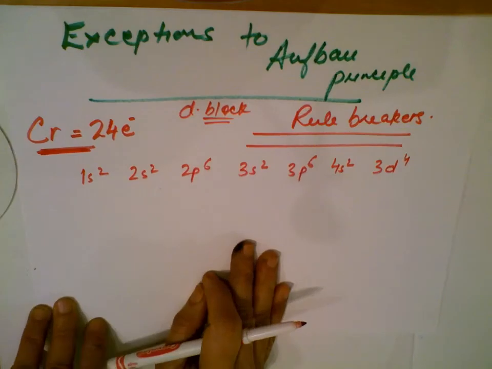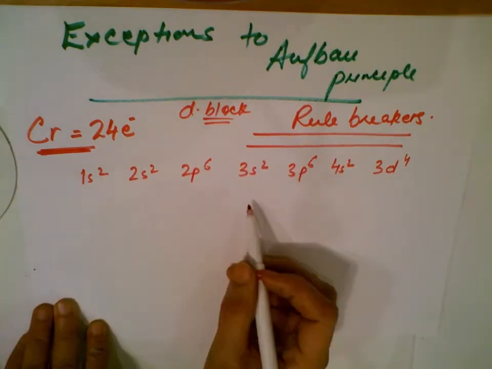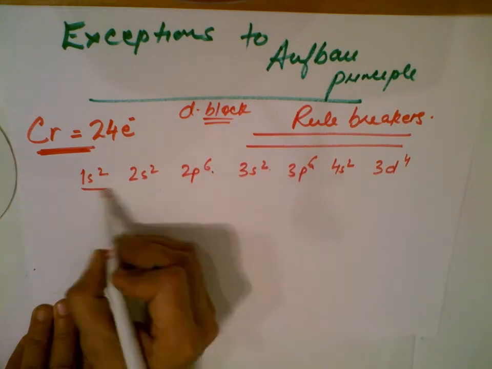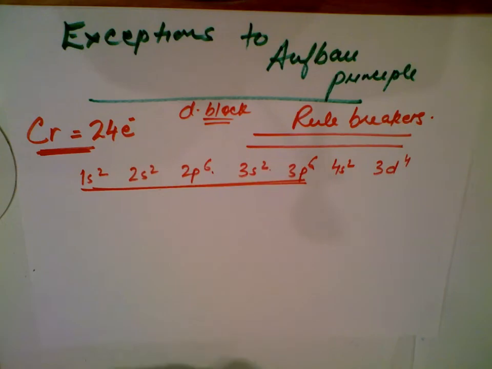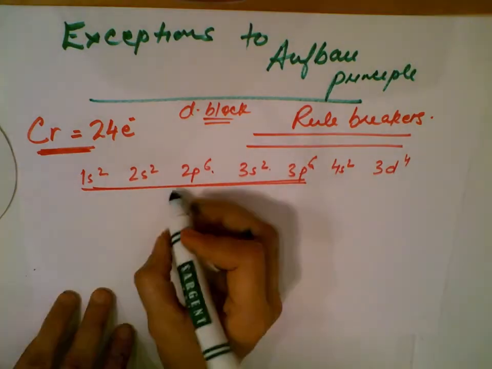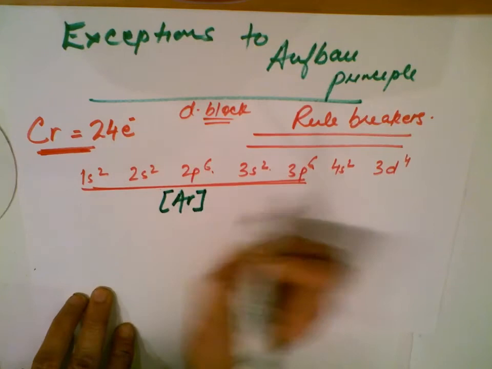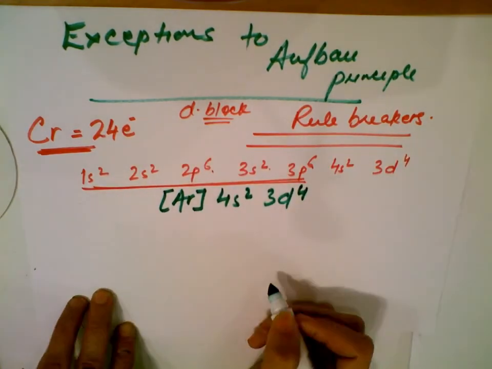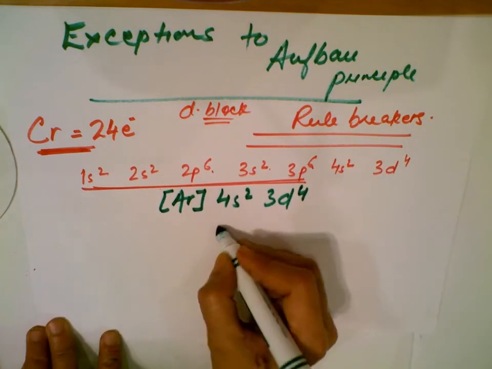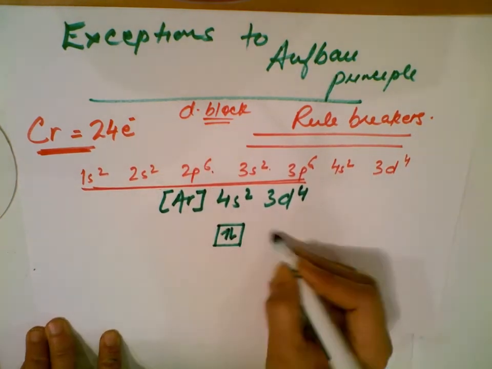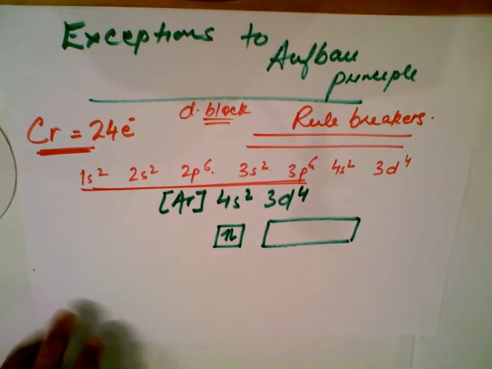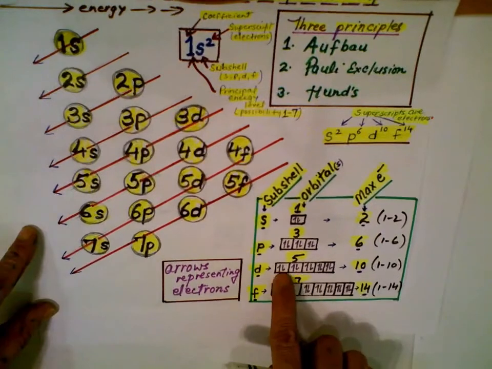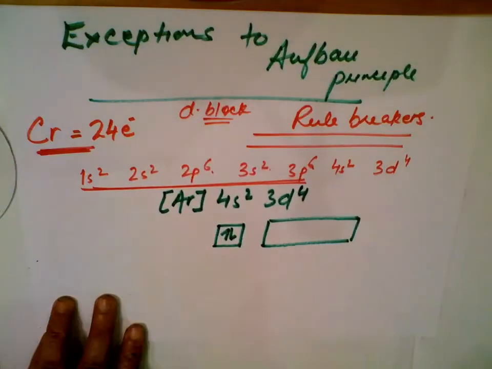Now to save space and time, I'm going to write the shorthand notation. So instead of the first 18 electrons, you know the 18 is argon. I am going to write abbreviated notation, argon, and then 4s2, and then 3d4. Okay. And I'm going to draw the orbital diagram for this one. For the D subshell, we have 5 orbitals, 1, 2, 3, 4, 5. So I'm going to draw 5 orbitals.